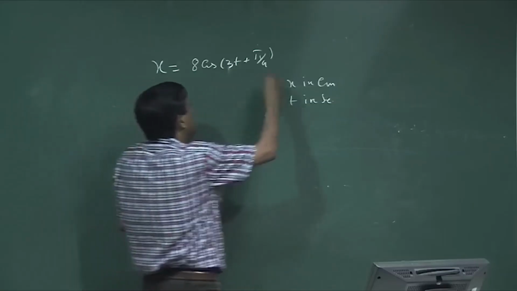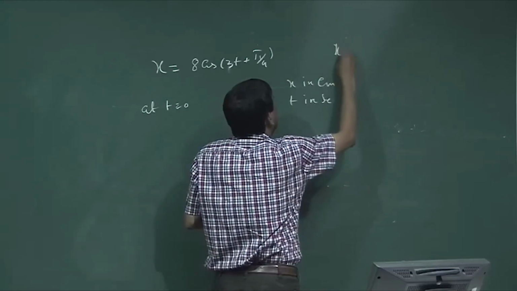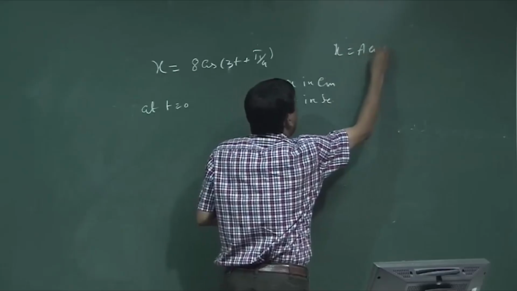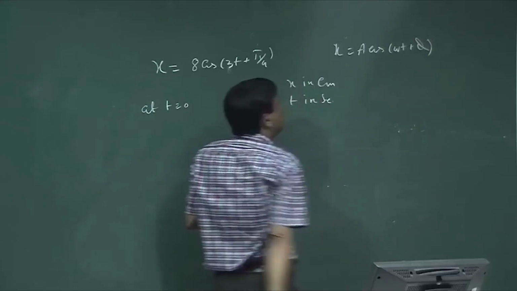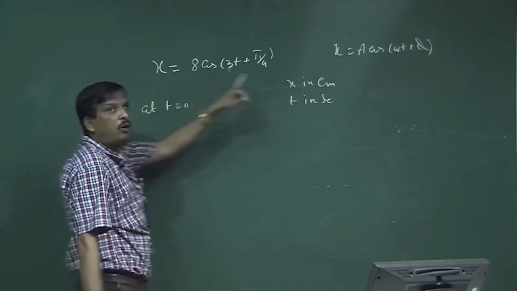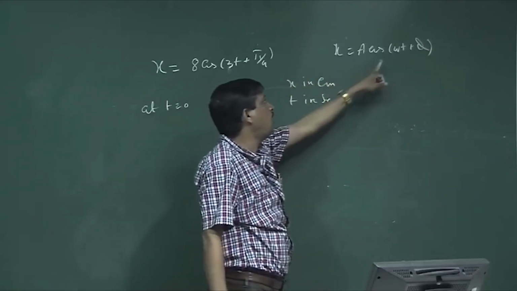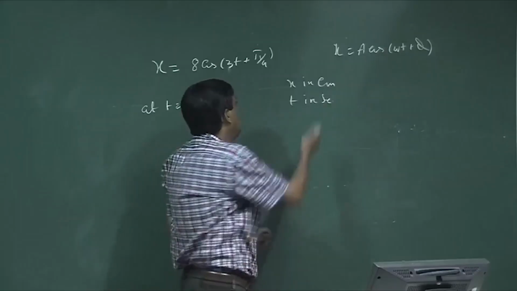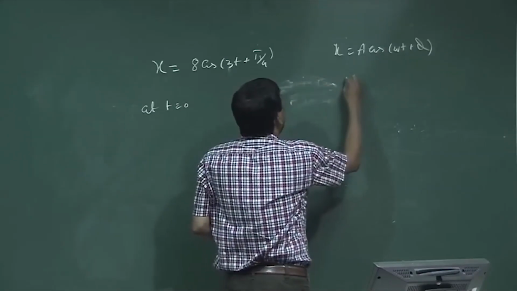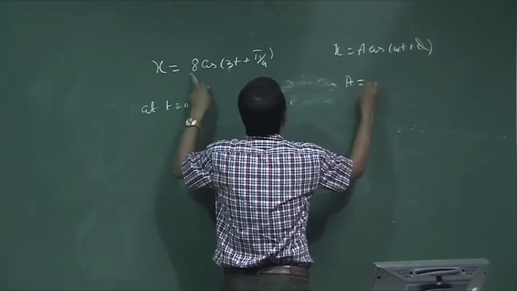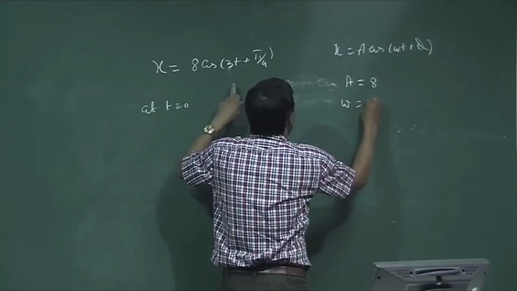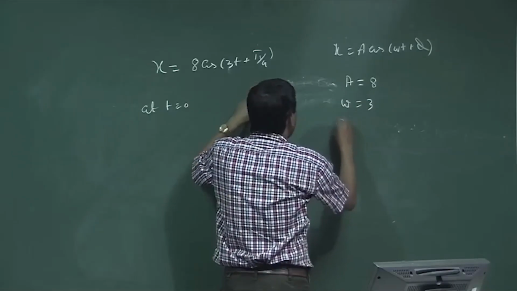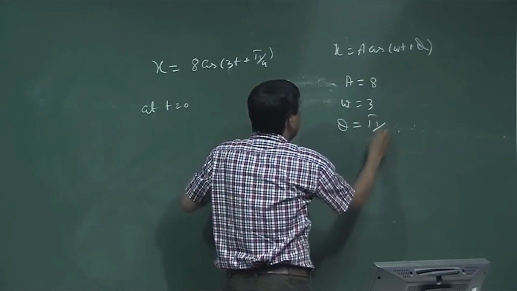So, if you remember, this x is in the form of A cos(omega t plus phi). So, what is A? A is nothing but 8. What is omega? Nothing but 3. What is phi? It is nothing but pi by 4.